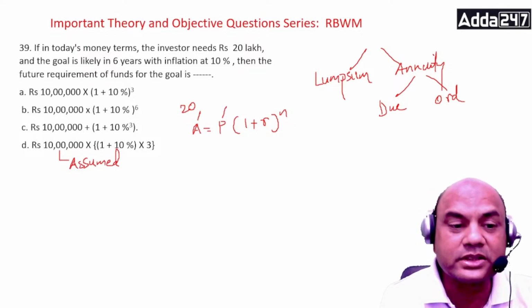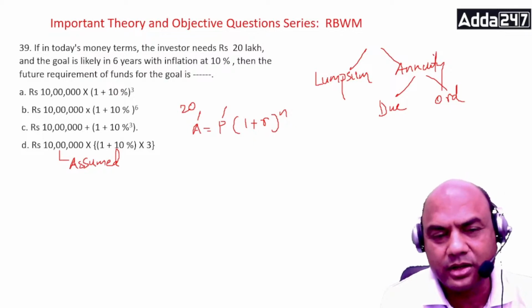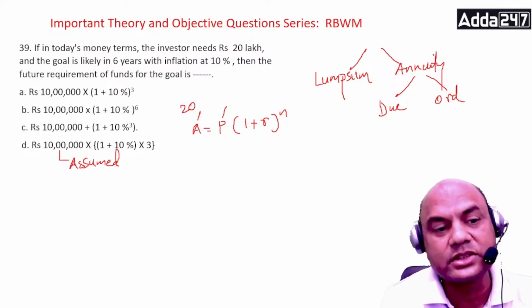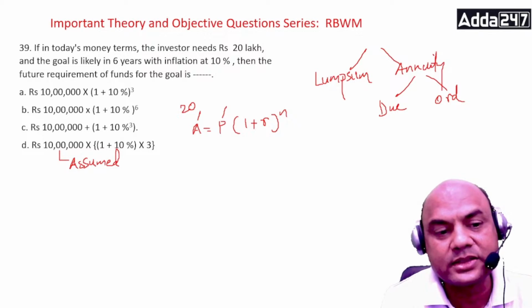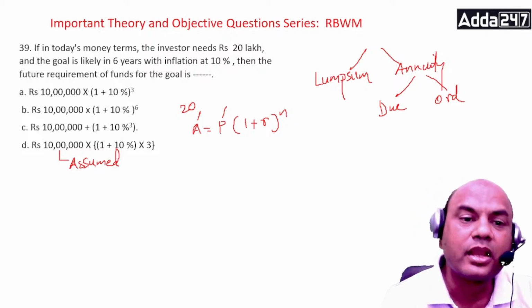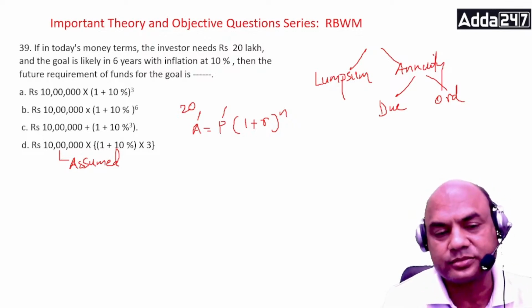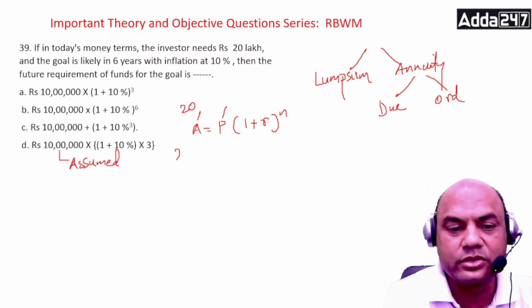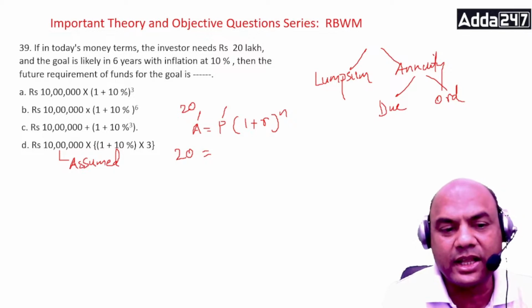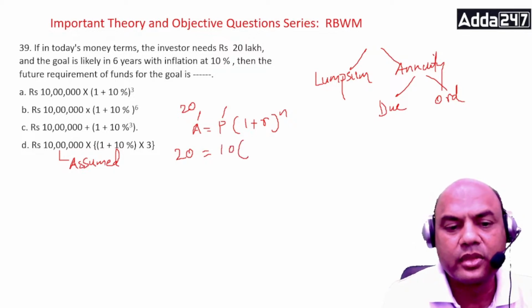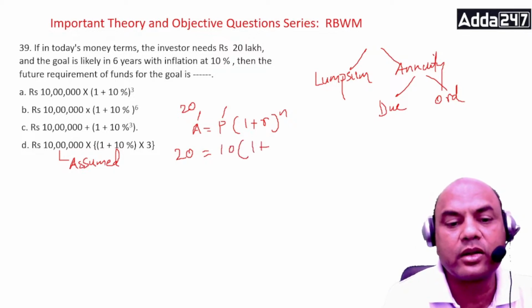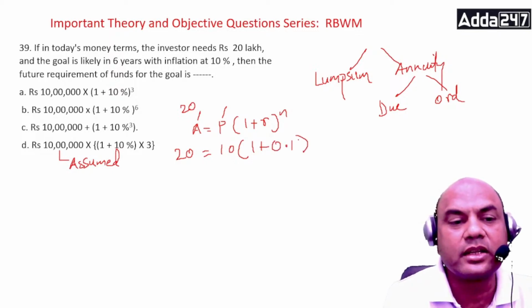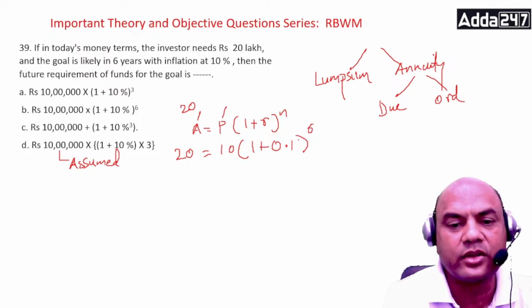Of course, whether the calculations are right or wrong is not the question over here. The question is how to write it. So actually it should be 20 equals 10 into (1 plus what is our rate of interest? 0.1, right?) raised to N. What is N? How many years? 6 years, annually. So check which option has this answer.